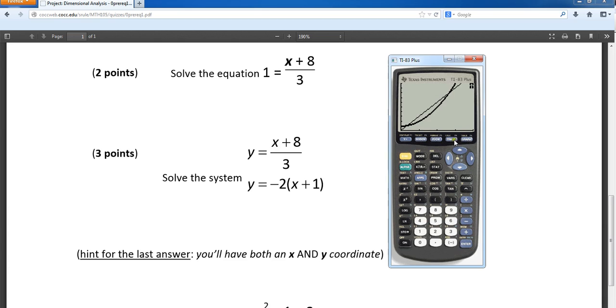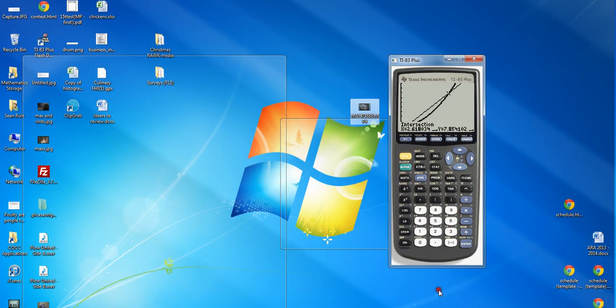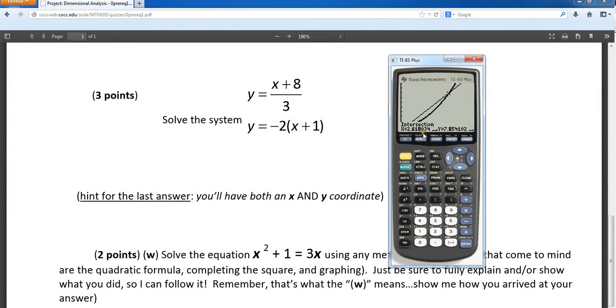So I will do second calc, intersect, first curve, second curve, find it for me. The first intersection point is 2.62 if you're going to 2 decimals. Now you don't need a y value for this one because this one doesn't have y's in it. The previous one did. This one has no y values in it though. So therefore, x squared plus 1 equals 3x. One of the solutions of that equation is x equals 2.62. The y of 7.85 simply tells you it's the same y value on both curves.